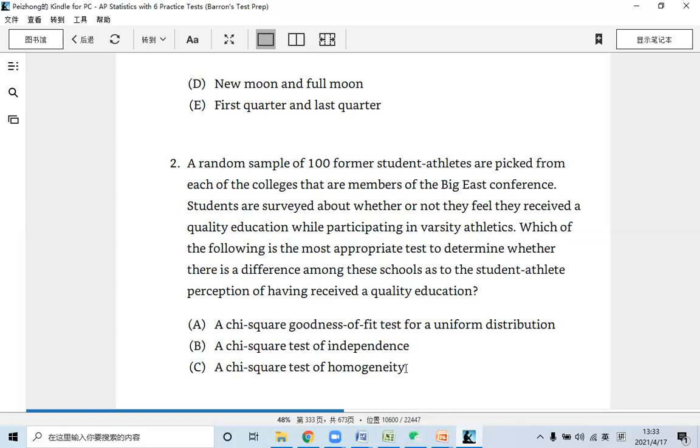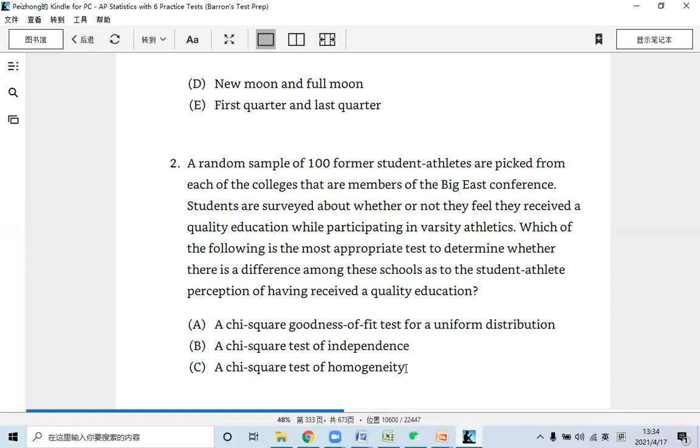But when you have one sample, suppose you have one random sample of athletes, and you ask each athlete 2 questions. Number 1, which school do you come from? That is one variable, school affiliation. Another question is, are you getting a quality education? Are you satisfied with the education you are getting? And then this would be a test for independence.